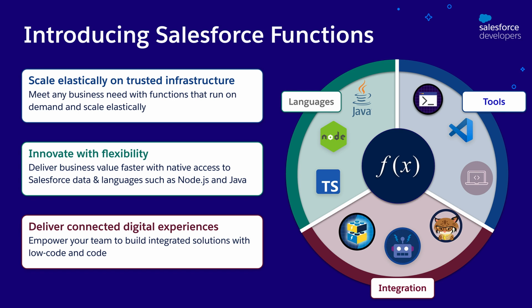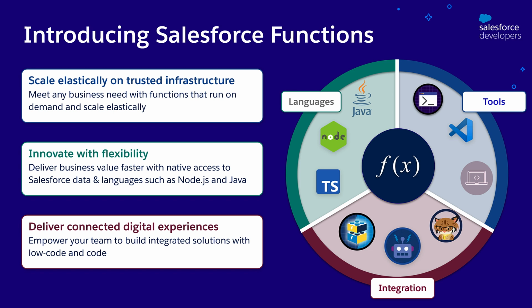So let's introduce Salesforce Functions. Functions scale elastically on trusted infrastructure, and this is one of the most important things. Scaling elastically is what I said before: it is going to adapt depending on the demand. If we are receiving a lot of traffic, the function is going to scale and add more computational resources to be able to manage all this traffic. If we are not receiving any traffic, the function is pretty much going to shut down until more traffic comes. And it's running on trusted infrastructure.